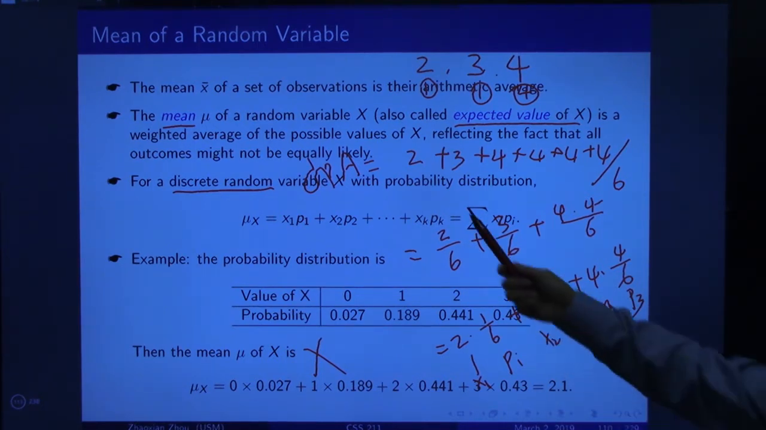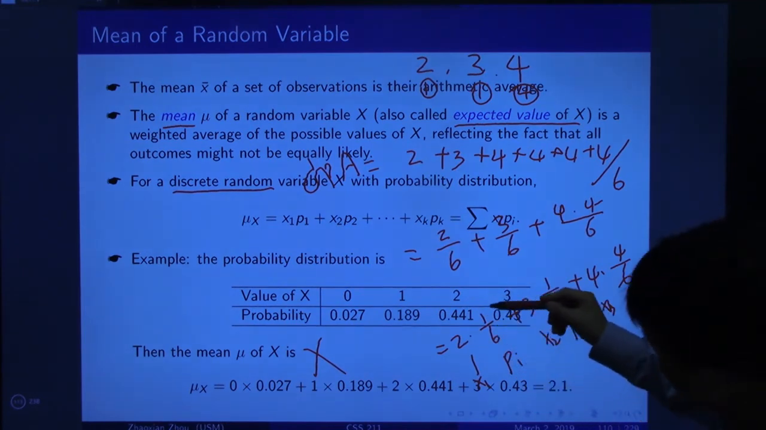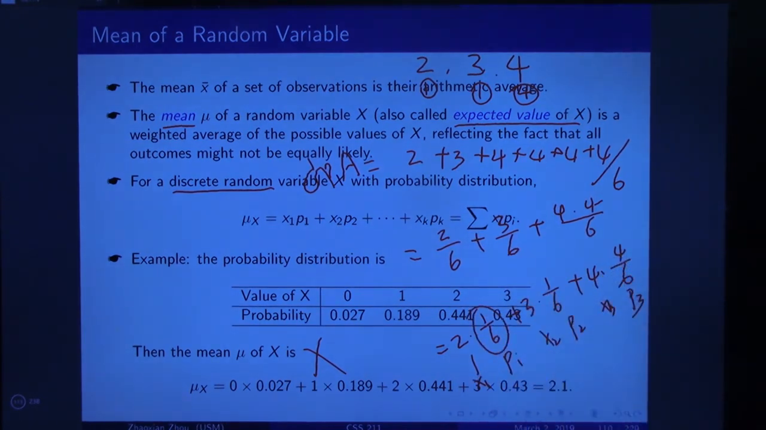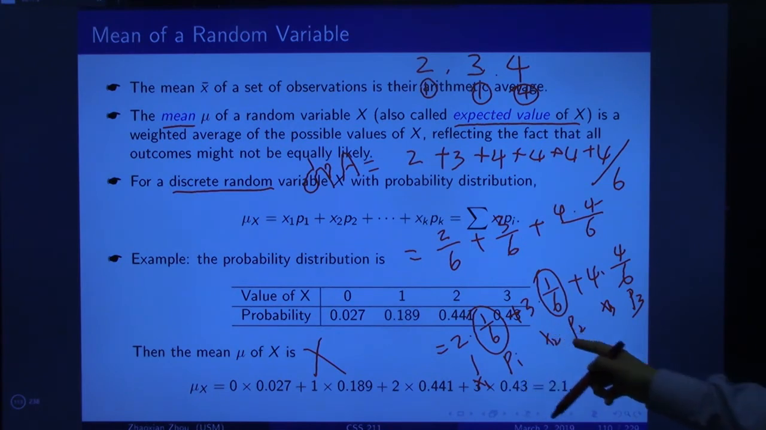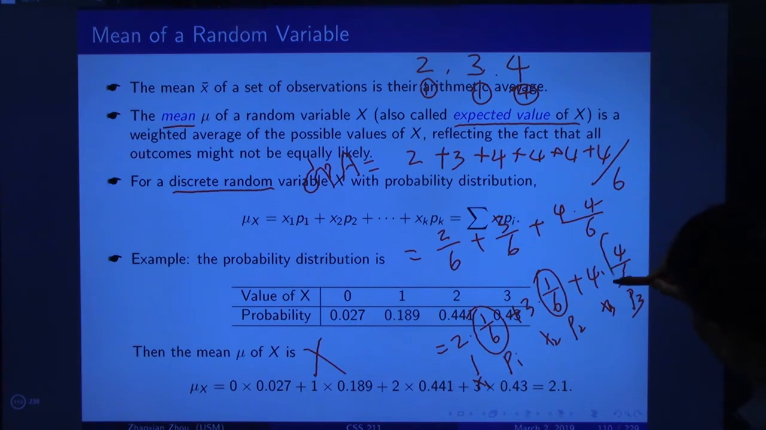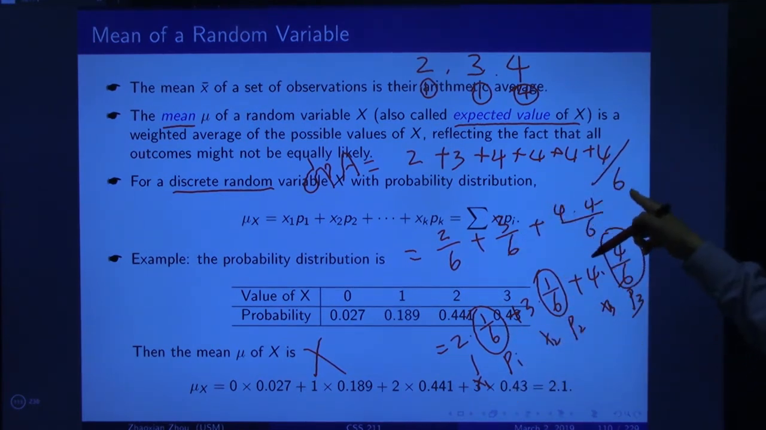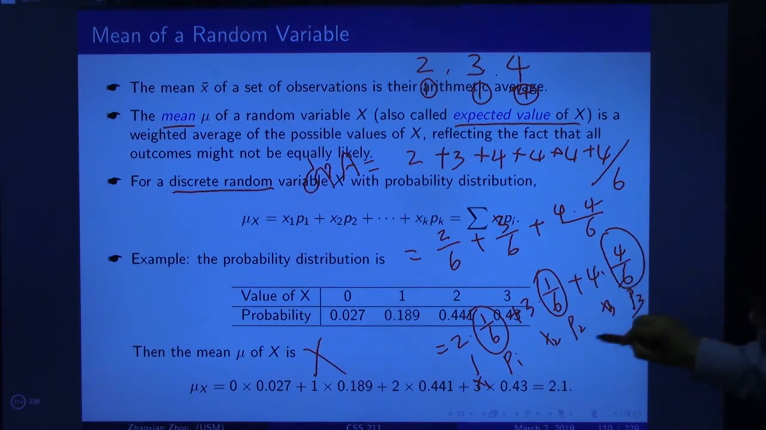You have only one course where you get 2, so that is 1 over 6. That is the probability P1 for x1. The same for this one, the probability of getting a 3. But for this one, you have 4 A's, so that probability is much larger. You have 4 out of a total of 6, so that's 4 over 6. That is x3 and this is P3. So this is the right way to calculate your average GPA, which is this formula. Okay?